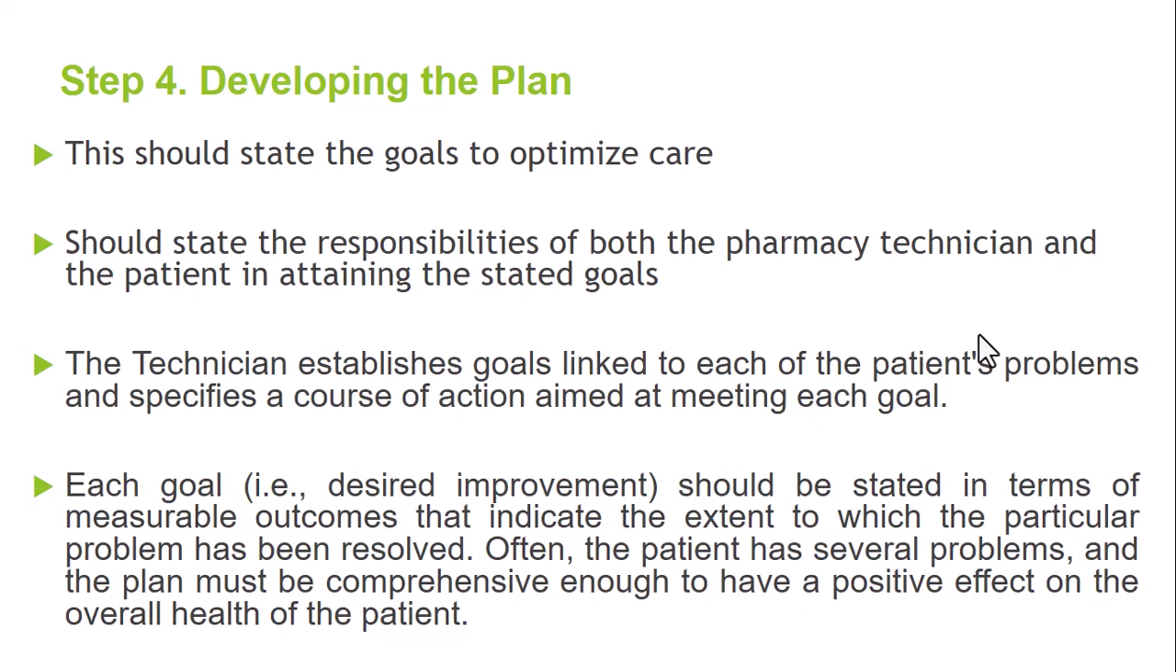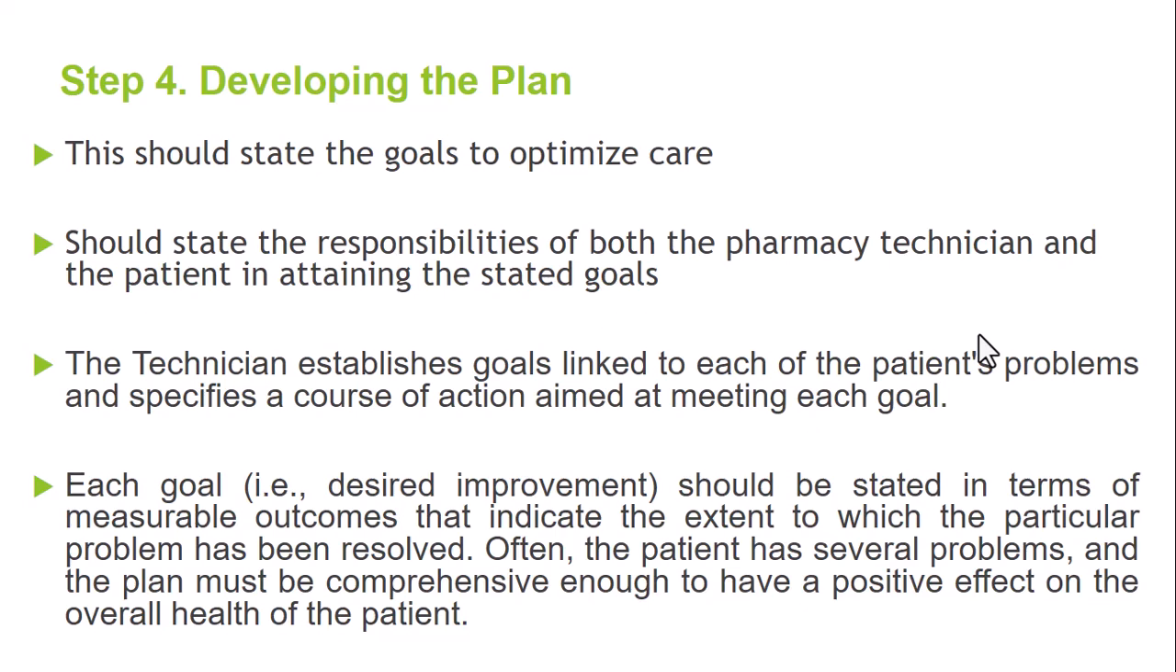Step 4, developing the plan. This should state the goals to optimize care, and should state the responsibilities of both the pharmacy technician and the patient in attaining the stated goals. Like when you're making a plan, what is your role? What's the patient's role? And what goal are you aiming at attaining? What objectives have you set?